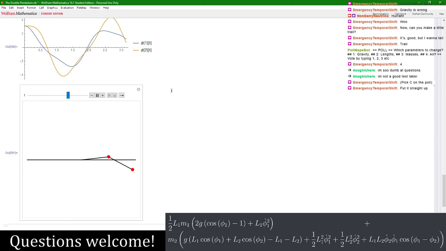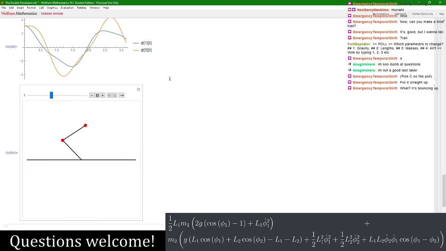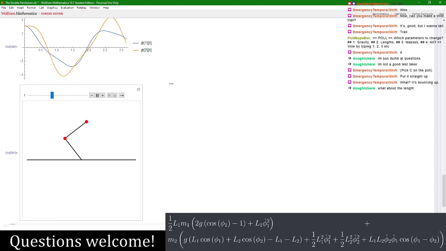Okay, any other suggestions for parameters? From anybody? What? It's bouncing up. What do you mean it's bouncing up? Oh, like right there? And then it goes up. What about the length? Yeah, we can change the length, though. Okay, so yeah, now I'm curious about that. Okay, so it's going up. And then... Let's slow this down. Okay, it's going up, it's slowing down, and then it's coming back.